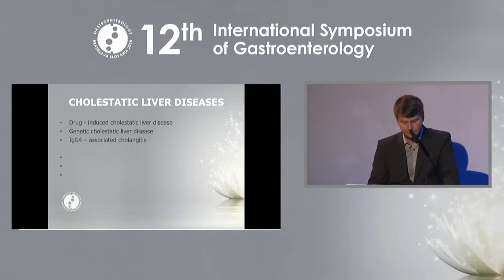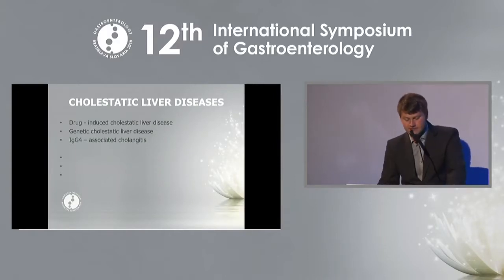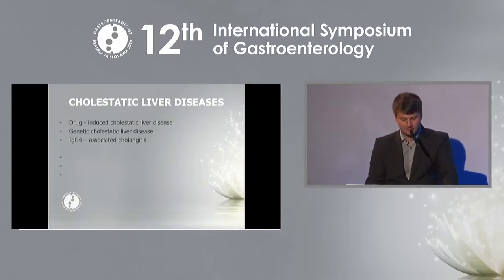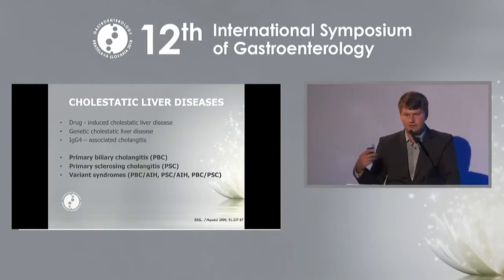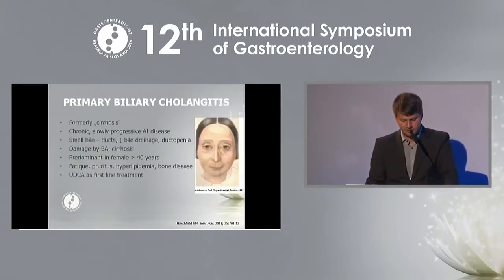So the cholestatic liver diseases in general, there are several: drug-induced, genetic, IgG4-associated cholangitis, but we will be talking, of course, mostly about primary biliary cholangitis, PBC, and primary sclerosing cholangitis, PSC, because the knowledge regarding the other diseases is not that well known. And of course you have what used to be called overlap syndromes of those diseases, for example, with autoimmune hepatitis.